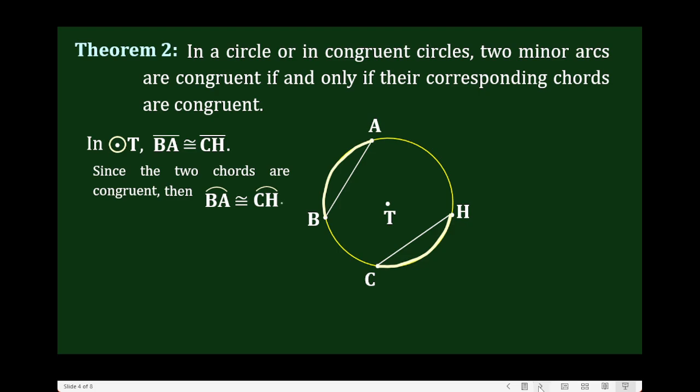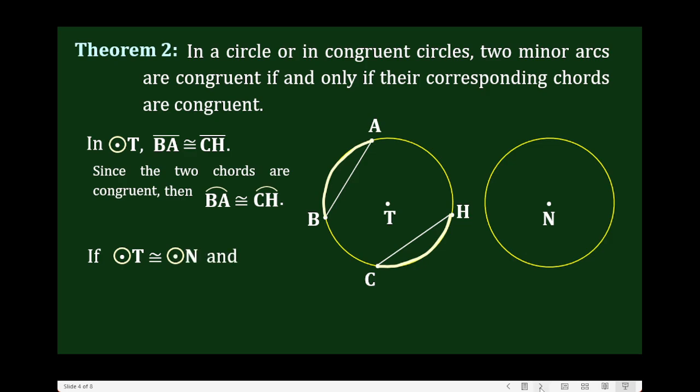So in this case, we draw another circle whose center is at point N. This circle is named circle N. In this circle, we choose 2 points. So therefore, if circle T is congruent to circle N, then again from circle N, we choose 2 points to form a chord.